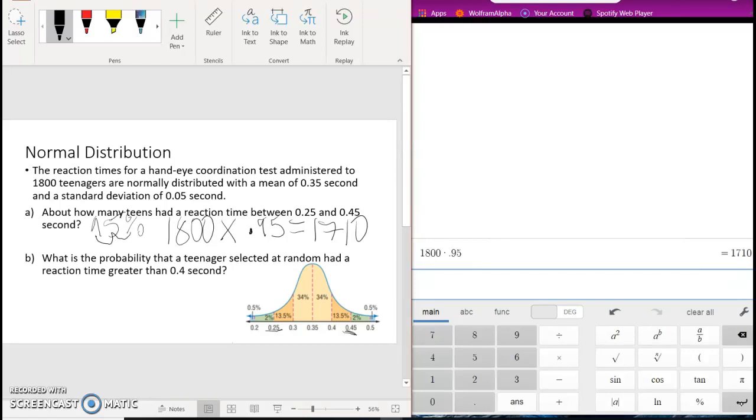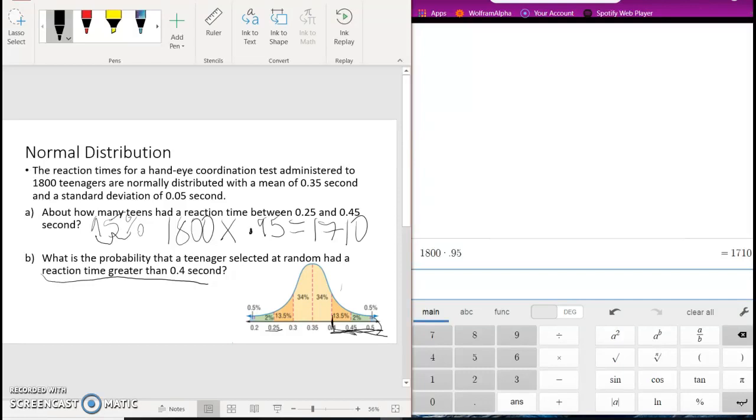Part B, what is the probability that a teenager selected at random had a reaction time greater than 0.4 seconds? Now we're looking at the area under the curve because the percentages represent probability. And we want to know the probability that we select a student at random that has a reaction time greater than 0.4. So going to our distribution curve here, greater than 0.4. So we're going 0.4 to 0.5.